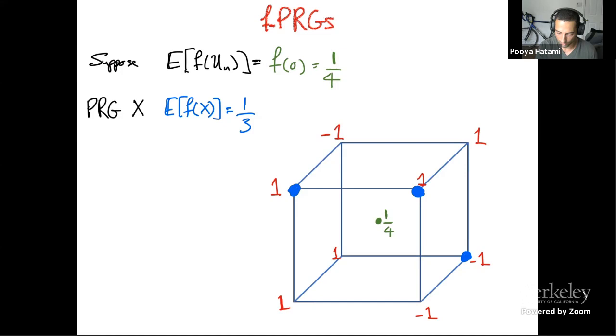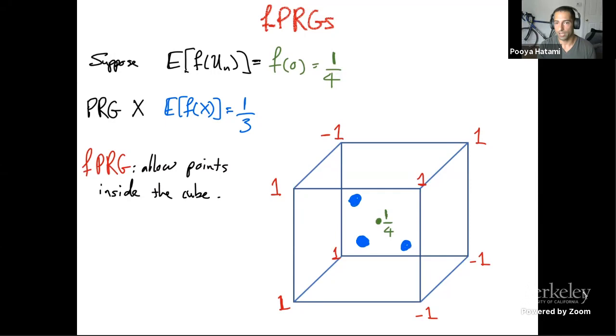such that the expected value of f over those points, so here it's 1/3 plus 1/3 minus 1/3, is close enough to f evaluated at the center of the cube. And in the definition of an FPRG, we allow picking the blue points inside of the cube. Okay, and ideally this should help.